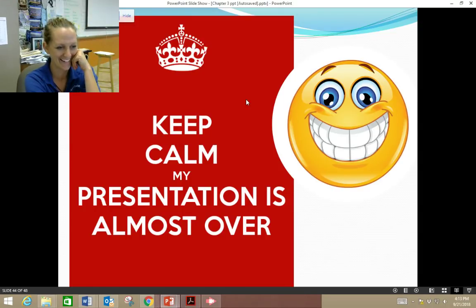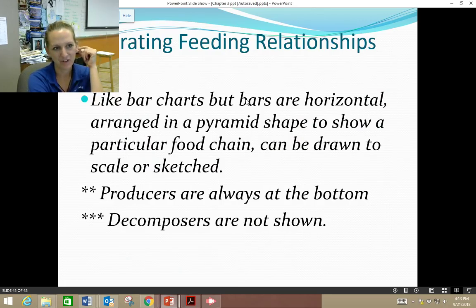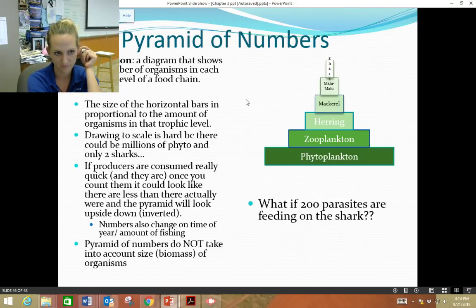Almost over. Okay. So these are like bar charts, but they're horizontal. They are in a pyramid shape, but they are not like a triangle. And they're there to show a particular food chain or food web. Producers are always at the bottom. We do not show decomposers. We do not show an energy source. Okay, pyramid of numbers. A pyramid of numbers shows you the relative amount of organisms in each trophic level.